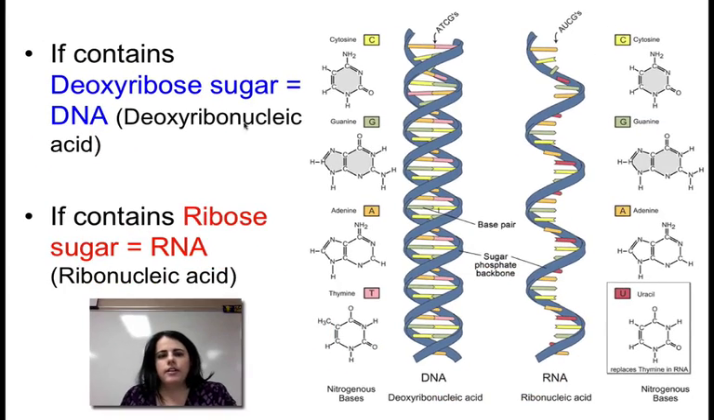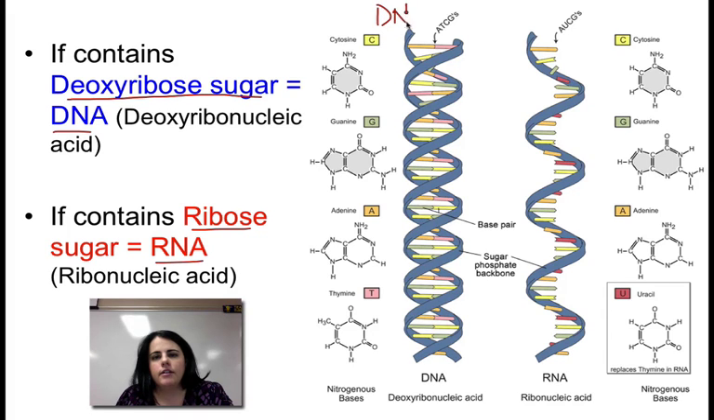So, I think the last thing on your notes is saying that if it contains a deoxyribose sugar, it's going to be DNA, but if it contains a ribose sugar, it's going to be RNA. Up here, this is a picture of DNA, and this is a picture of RNA. One's double-stranded, one's single-stranded. And these are the bases that make each of them up, along with the different sugars. So that's pretty much all that we're going to talk about.